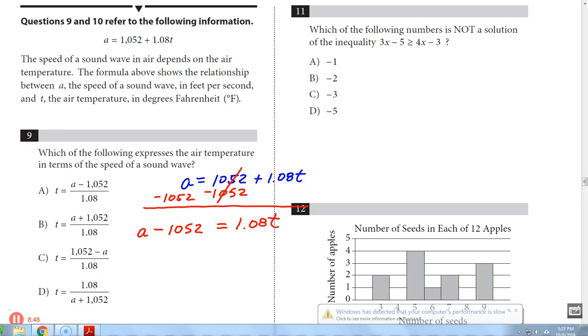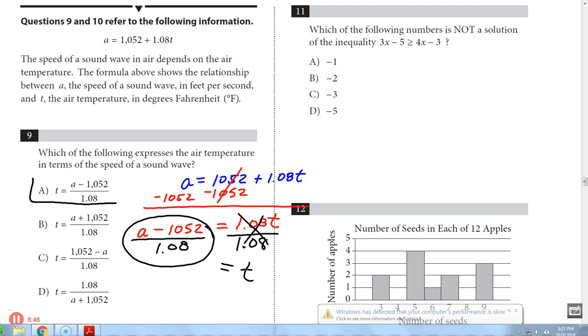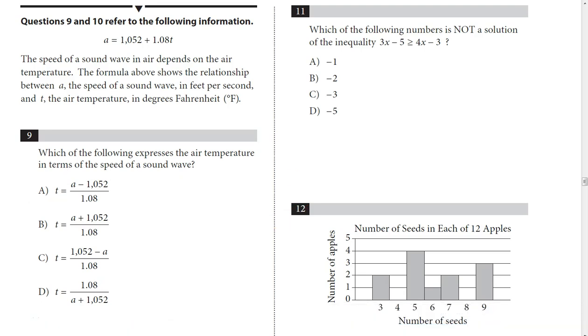And then my last move to get t by itself is I'm going to divide everything by 1.08, and these are going to cancel, and basically t is going to equal this expression. So I go over here on the left, and it looks like the correct answer here is A. All right, so we got number 9. Let's scroll down, and that's common. Asking for something in terms of just means you've got to resolve it for a different letter.